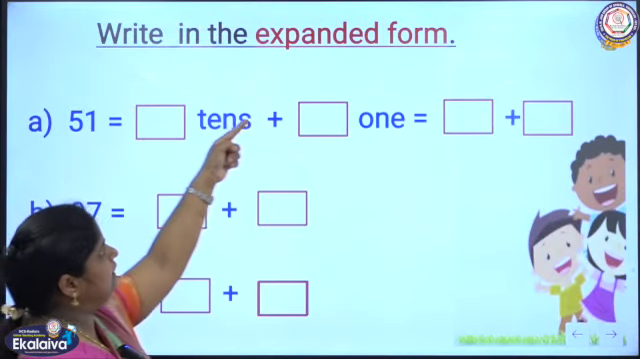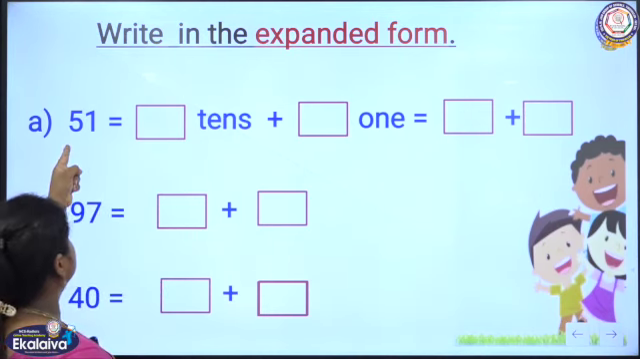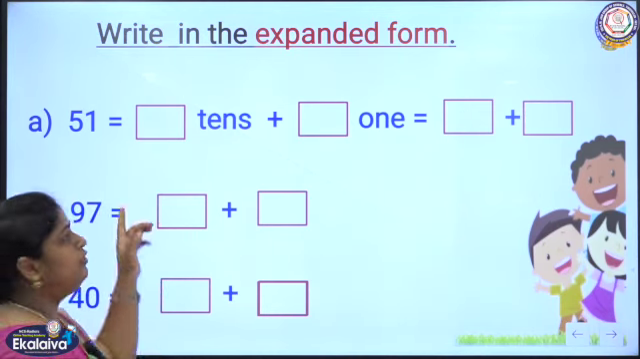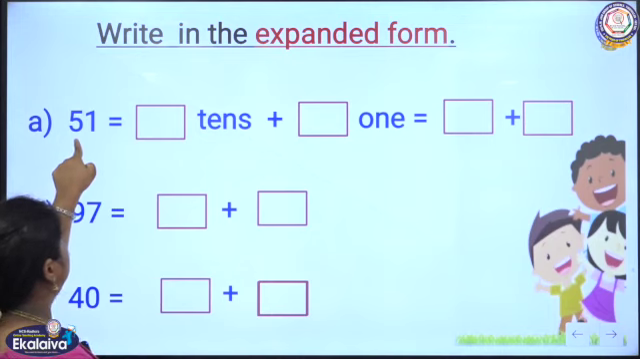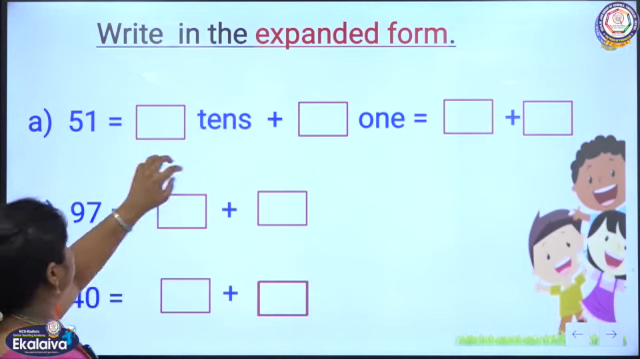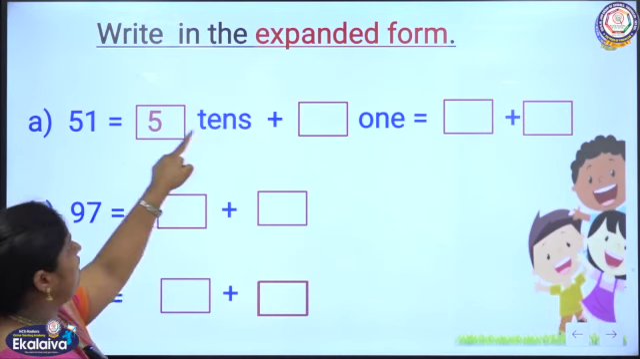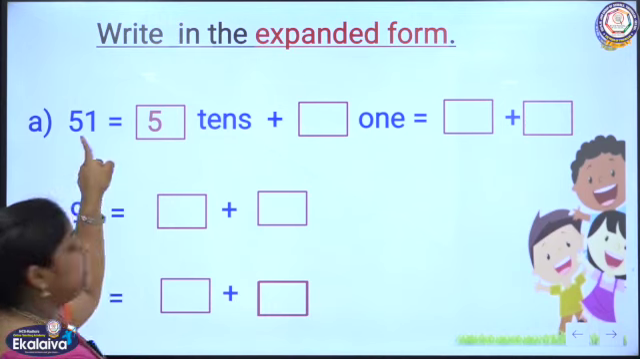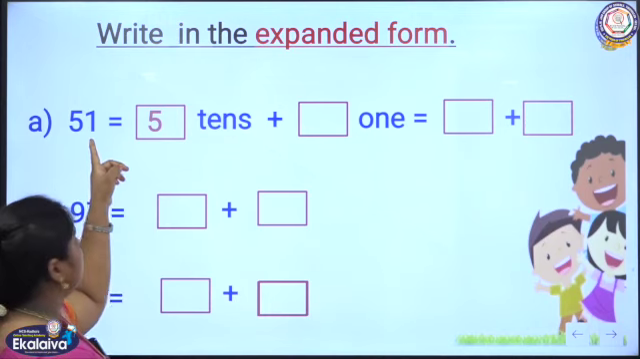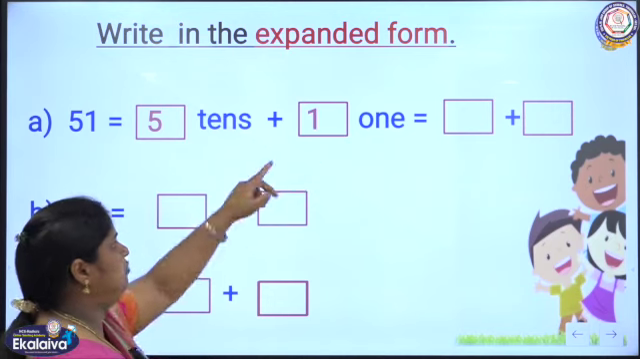See, write in the expanded form. See the first number 51. See in 51, check the tens value. How many tens are there? 5 tens, isn't it? See, how many ones are there? Only 1. Okay.